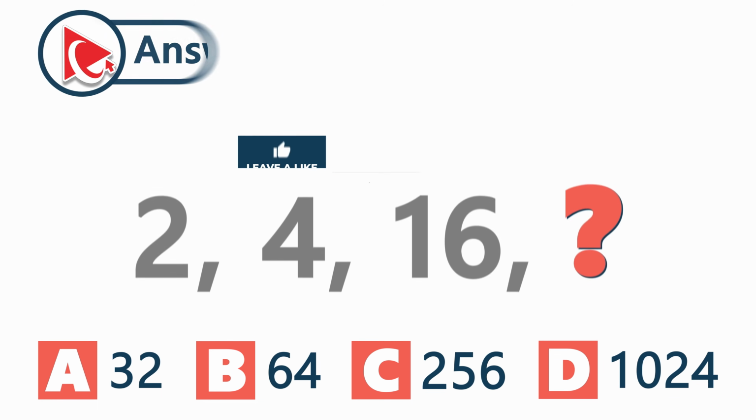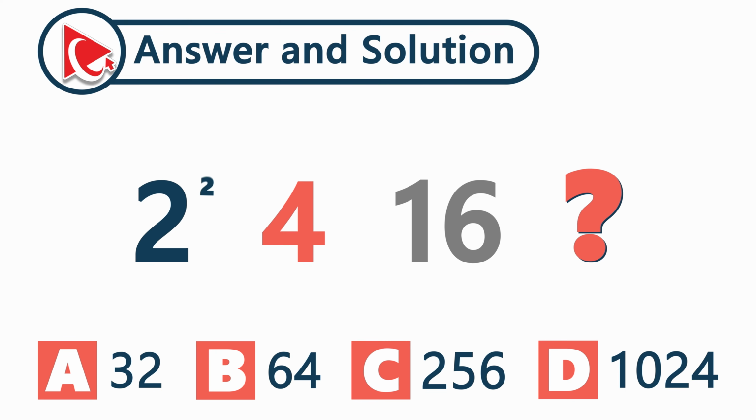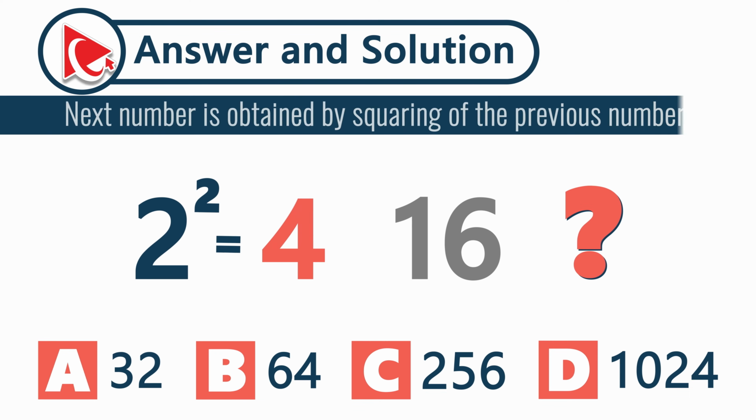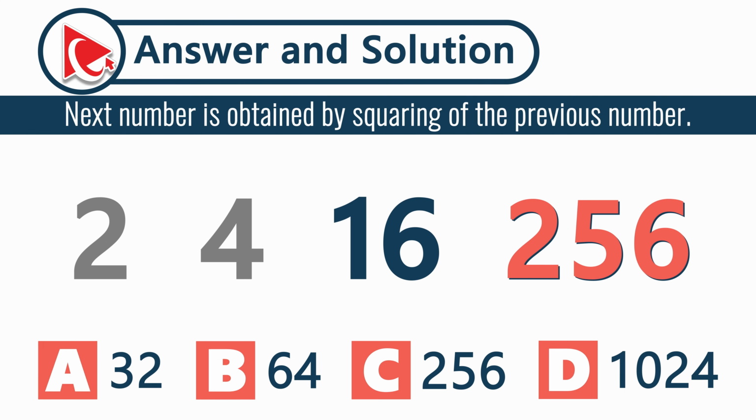The pattern here is very simple, but only for those who view it from the right perspective. But I'm pretty sure you're one of them. Take a close look at the first two numbers. 2 squared equals 4. In fact, the next number is obtained by squaring the previous number. 4 squared equals 16. Can you guess what the missing number would be? 16 squared equals 256.